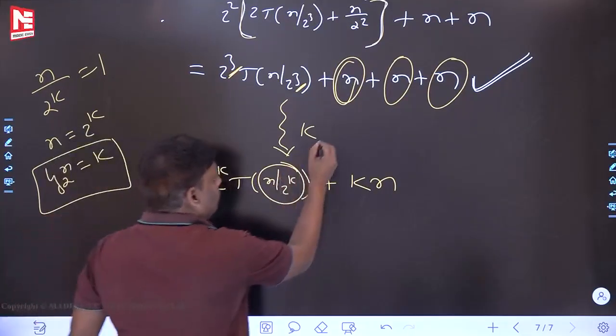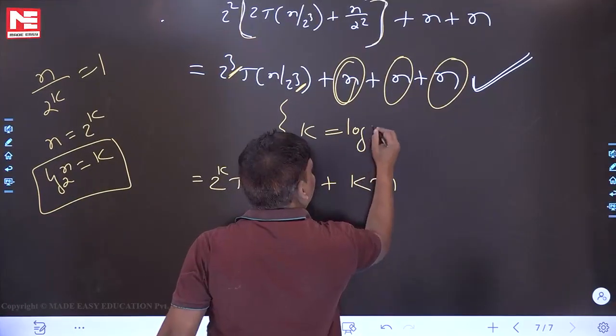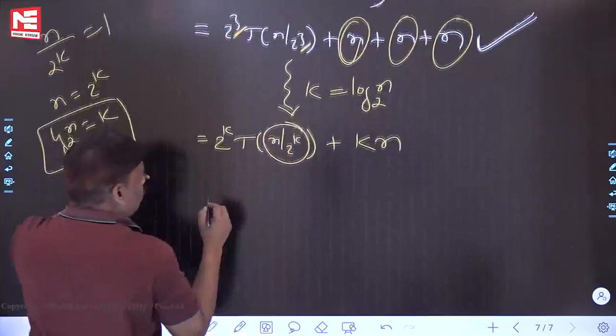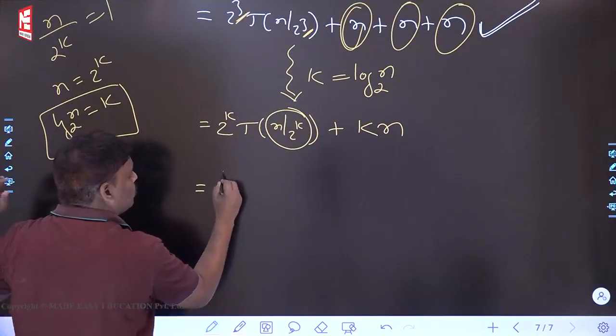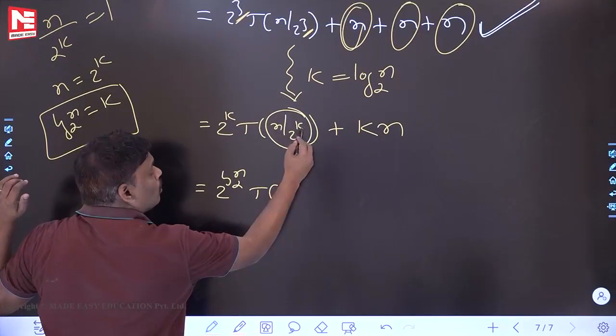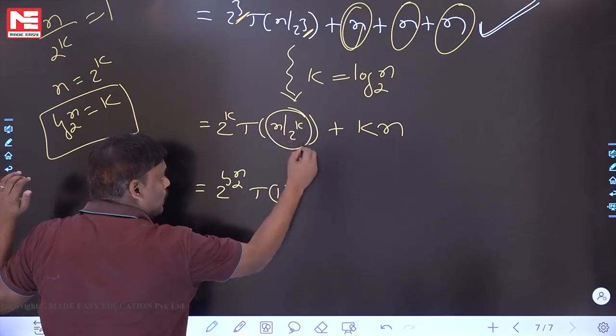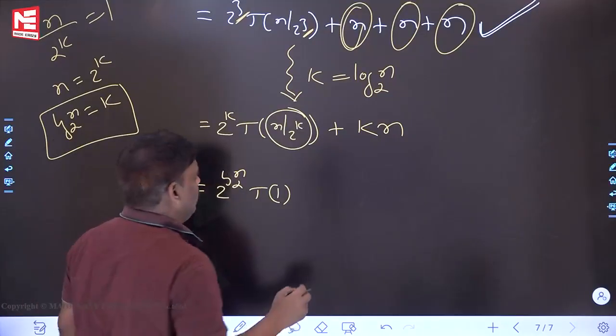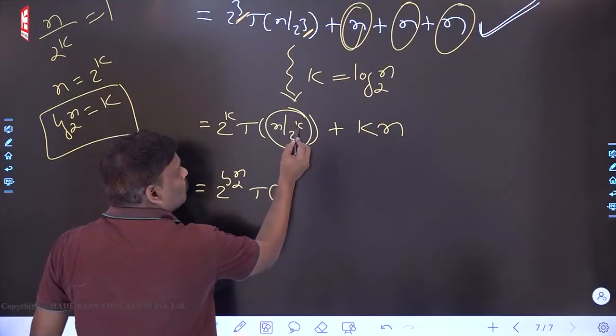Replace k by log n base 2. If you replace k by log n base 2, what is the answer? 2 power log n base 2. It is the T of 1. Replace k by 2 power log n base 2. It will become n cancel, 1 will become. If you want, you can verify. See, k replaced by log n base 2.